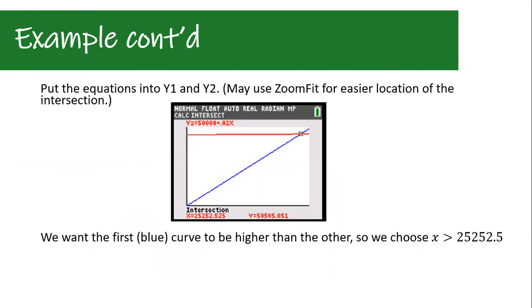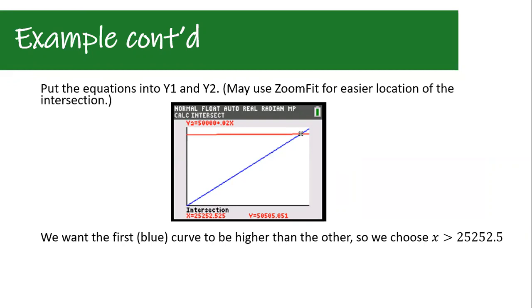Now, remember that we're not looking for an equality. That is the point where they actually hit. So at 25,252.5 apps sold, they will have a break-even point. So they will make exactly zero profit. Now we can use some intuition here and know that more apps sold is going to be more revenue. And so we need to sell more than that number.